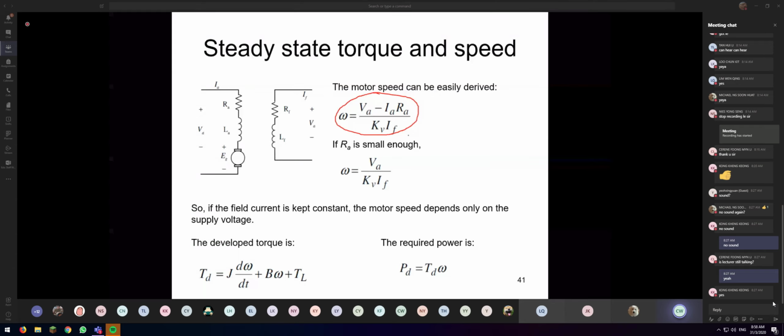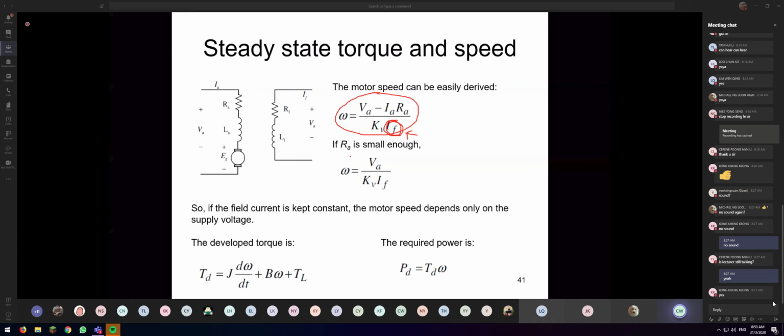The difference between the separately excited DC motor versus the permanent magnet motor is that there will be one extra field current control. For the case of the permanent magnet, they will have a fixed flux. But for the case of the separately excited DC motor, there will be extra field current control.